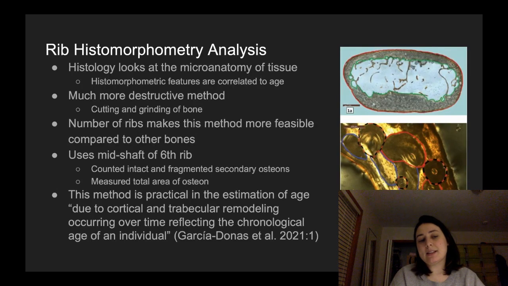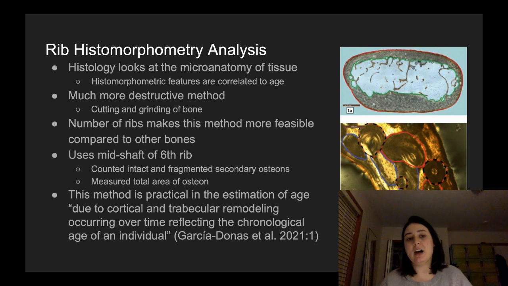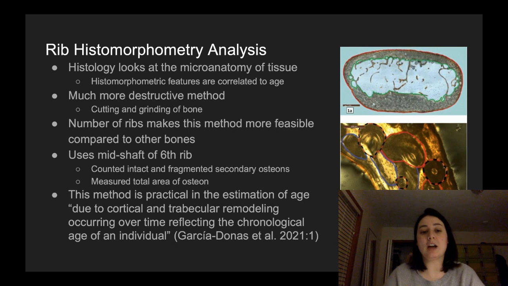Another method for analysis is rib histomorphometry. This method looks at the microanatomy of tissue and these specific features that are correlated to age. It includes the counting of intact and fragmented osteons, as well as measuring the total area of the osteon and the population of the osteon. This method is a lot more destructive than the ISCAN method, and it involves the cutting and grinding of bone in order to expose that tissue that we want to look at under the microscope.